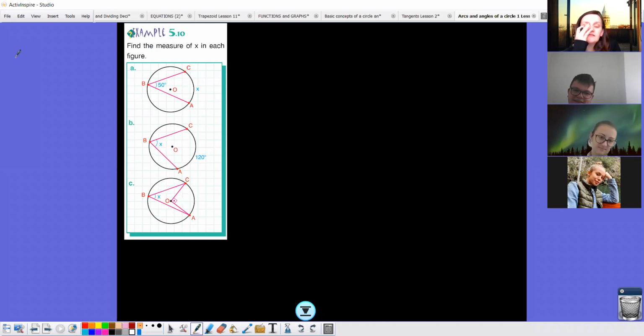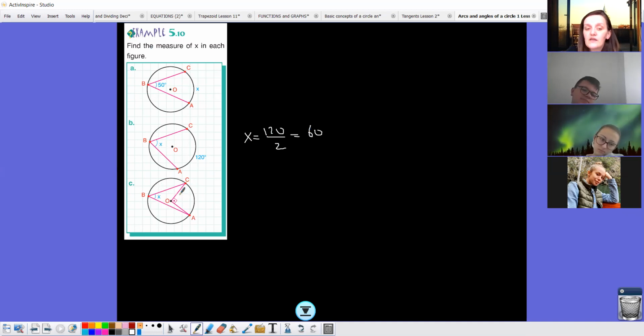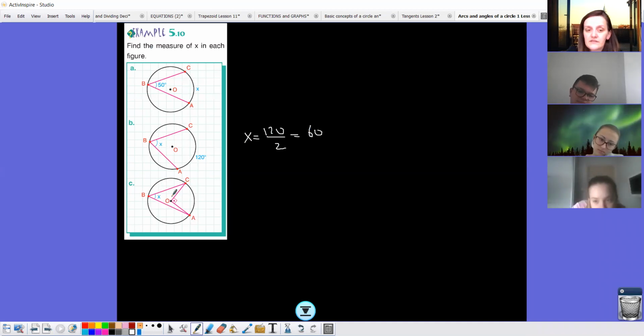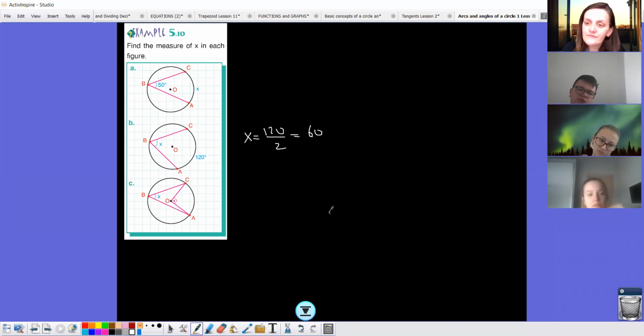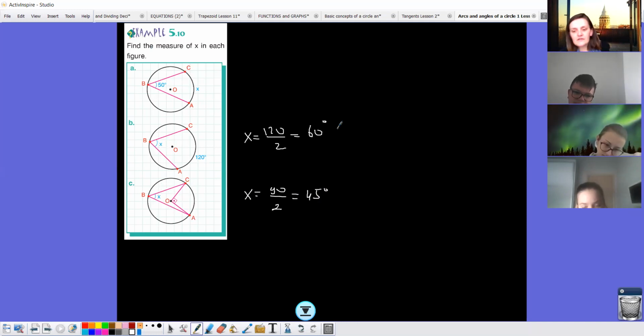Now here, in this example, we solved A in the previous one. If this one is 50, x is 100. What about here? If the arc is 120, what will x be? 120 divided by 2, which is 60. Here, the central angle is given as 90 degrees. What will this one be? It will be 45 degrees. Why? Because it is half of the central angle, so it will be 45 degrees.